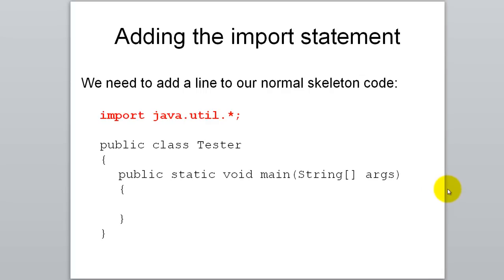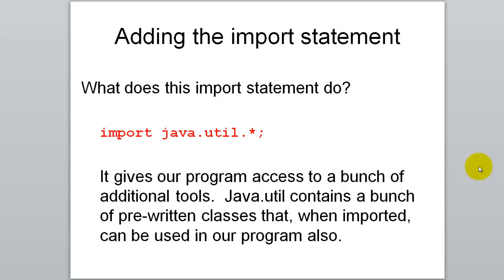First thing you're going to have to do is change your normal skeleton code to include this import statement, import java.util.*. And what does that even mean? Well, inside of java.util there are a whole bunch of pre-written classes, or tools in other words, that other people have written that we want to be able to use in our program as well. So by doing this import statement, we have access to a whole lot of additional elements that we can put into our programs. Just remember to include this import at the beginning of your code from now on, and you should be fine.